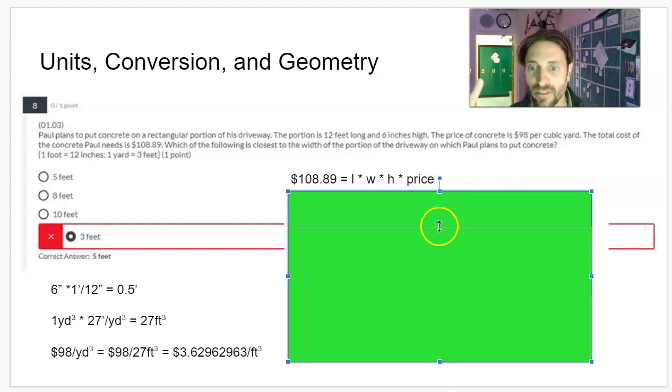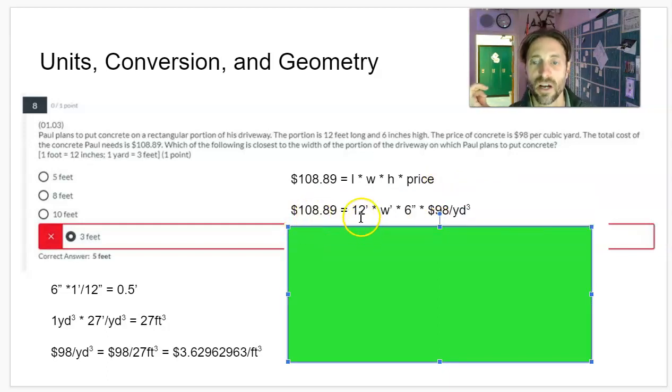Okay, now I'm going to plug in my values. You can see here I've got 12'. That little single apostrophe means feet. Quotes means inches. And yards cubed, raised to the 3rd power. The thing I don't know is the width, but I want to make sure my width is also in feet. So I'm going to convert everything to feet. If you look over here, 6 inches times 1 foot per 12 inches, meaning divide by 12, you get half a foot.